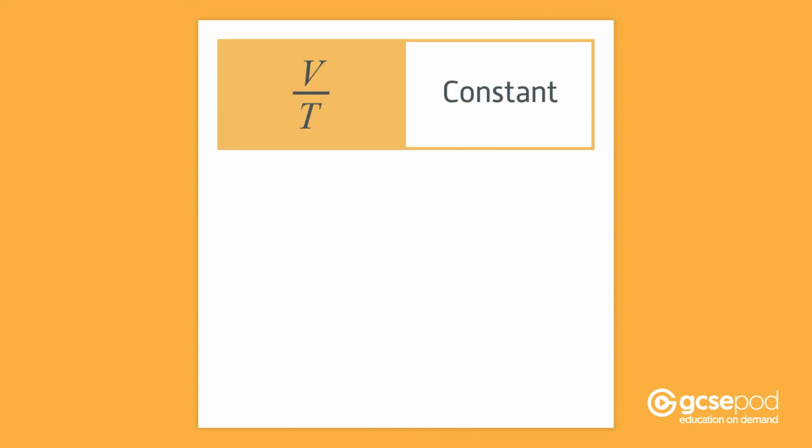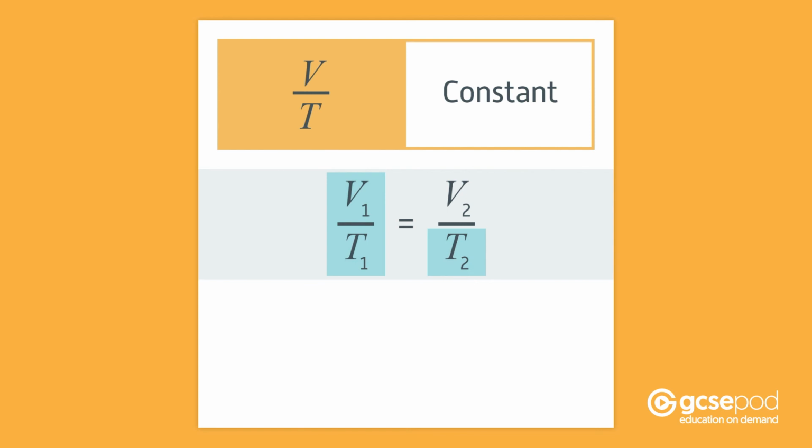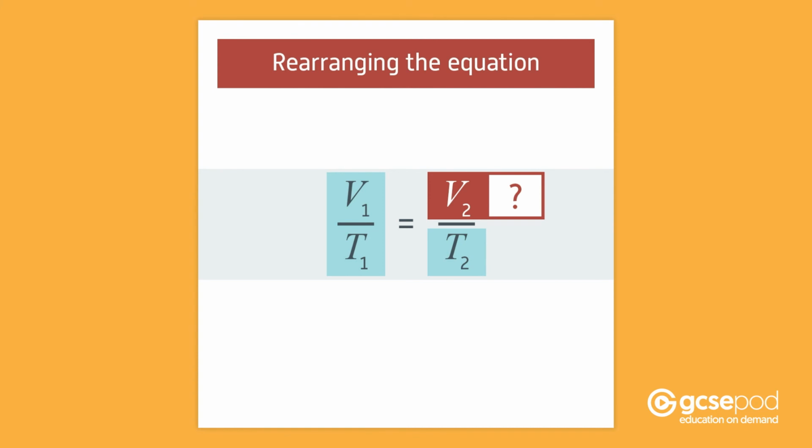As we mentioned before, V divided by T is a constant. This means we can expand it to show that V1 divided by T1 equals V2 divided by T2. If you know the volume V1 and the two values of the temperature, T1 and T2, but do not know V2, you can find it by rearranging the equation. V2 equals V1 multiplied by T2, all divided by T1.